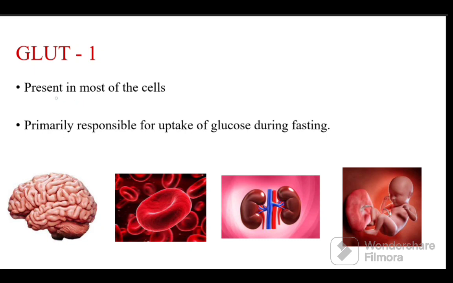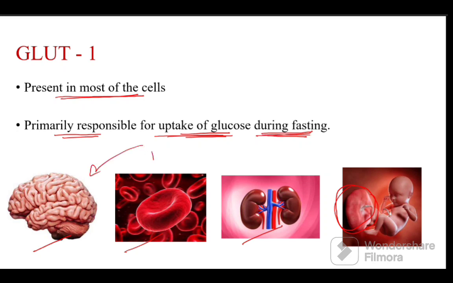Firstly, GLUT1 is present in most of the cells. It is primarily responsible for uptake of glucose during fasting. So most of the cells like brain, red blood cells, kidneys and also the placenta. It is mainly responsible for uptake of glucose during fasting conditions in these tissues.